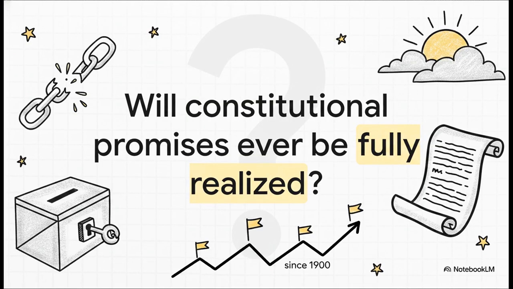Which leaves us with one final, absolutely vital question to ponder as you review your notes. We've seen how the 13th, 14th, and 15th Amendments reshaped the legal landscape, only to be totally undermined by political compromise and prejudice. So, looking at the trajectory of history since 1900, will the constitutional promises of the Reconstruction era ever be fully realized for all people in America? Or is the struggle we study today an ongoing, permanent feature of the American story? Keep that in mind as you study.